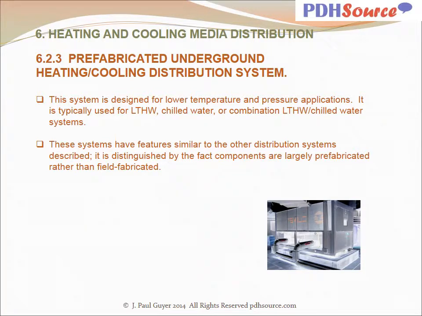Another category of media distribution systems is prefabricated underground heating and cooling distribution systems, which are designed for lower temperature and pressure applications. They are typically used for LTHW, low temperature hot water, chilled water, or combination low temperature hot water and chilled water systems. These systems have features similar to the other distribution systems described, and are distinguished by the fact that components are largely prefabricated rather than field fabricated.